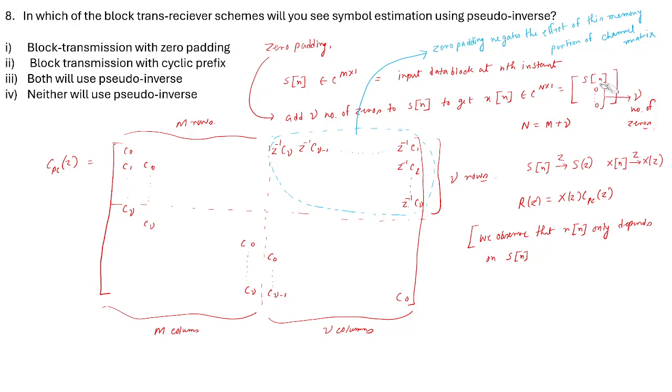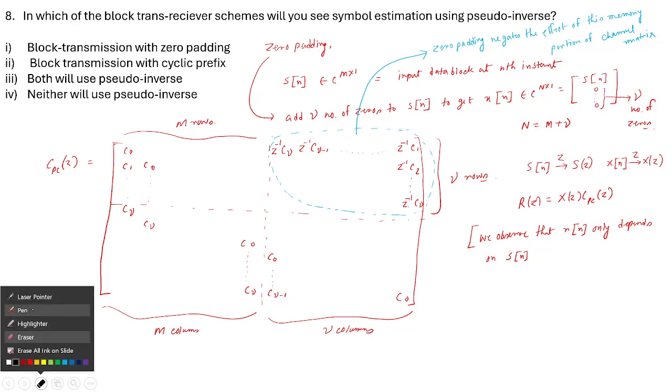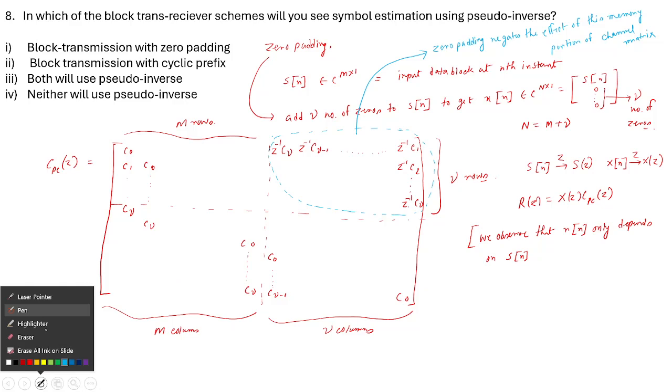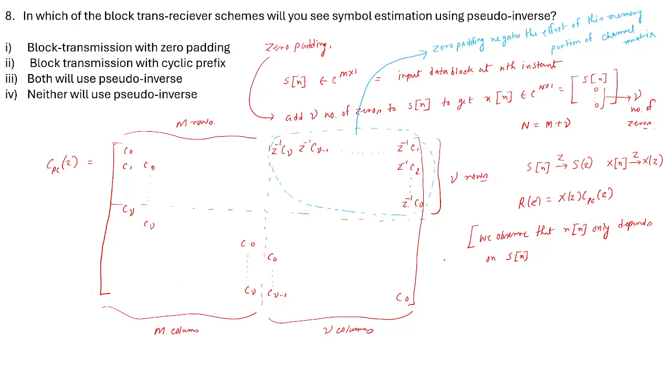So if you do zero padding in this particular format, it is seen that you are going to negate this memory portion, which has the capacity to include the interference from previous instance data blocks. You can prevent that via zero padding, and if you do that, we see that Rn is going to depend on Sn only.